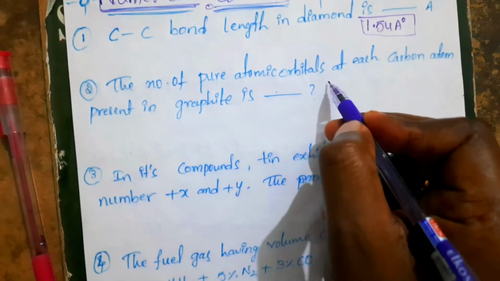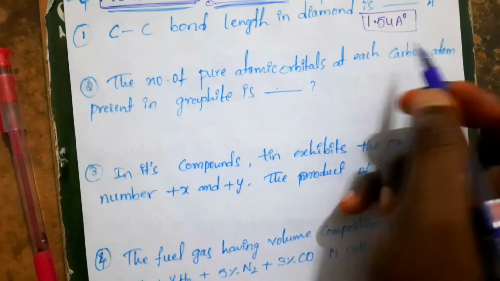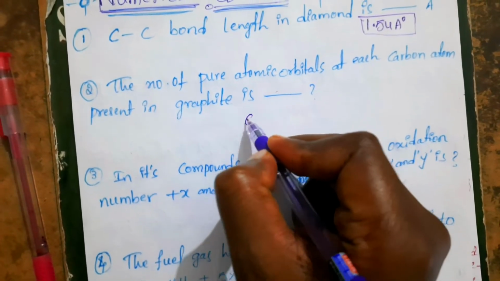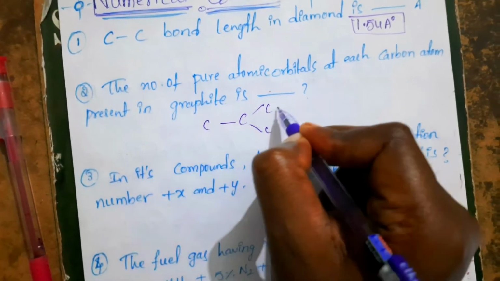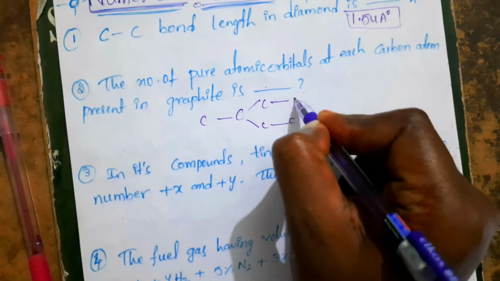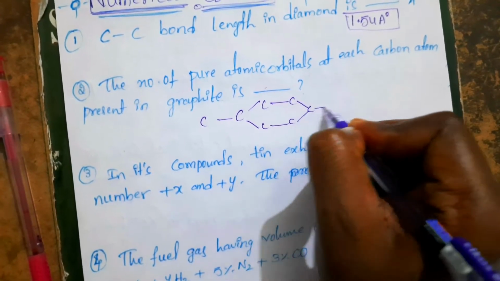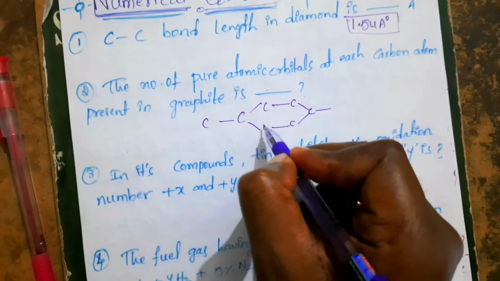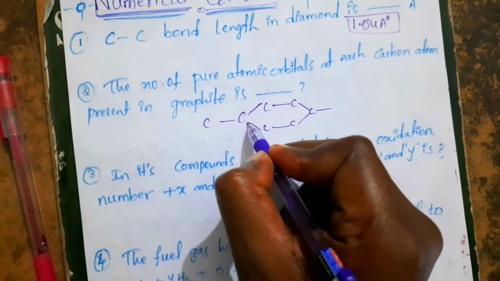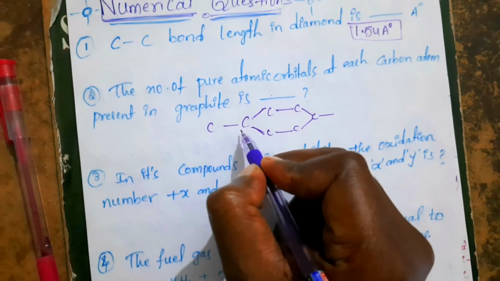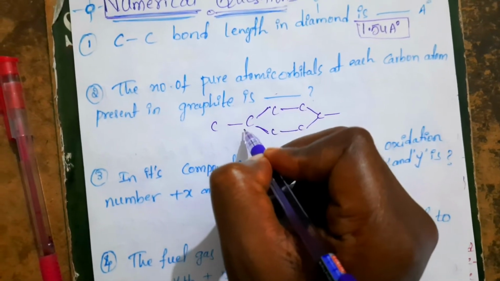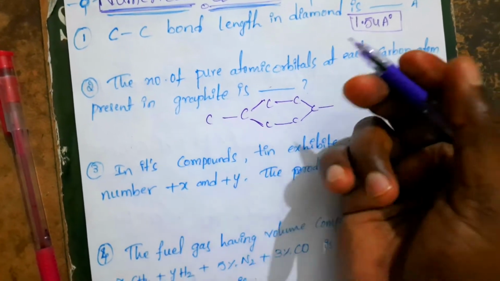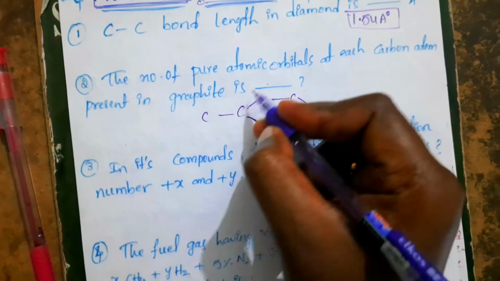Next, the number of pure atomic orbitals at each carbon atom present in graphite. In graphite, each carbon is surrounded by 3 other carbon atoms. Like this, it can form hexagonal rings in this manner. Here, each carbon has one empty orbital. One electron will be free here. So that is one atomic orbital which is not participating in chemical bond. That is called a pure orbital.